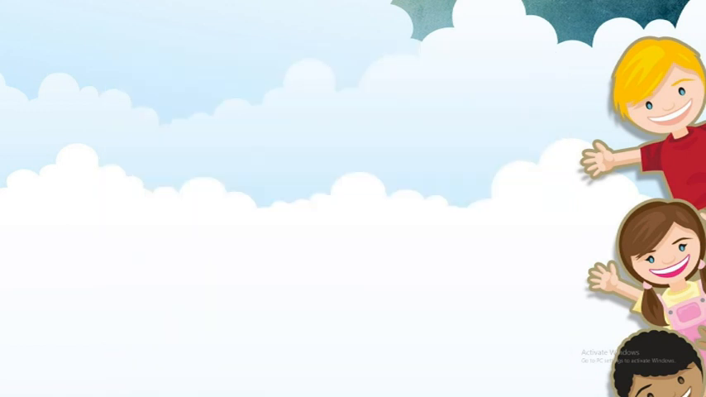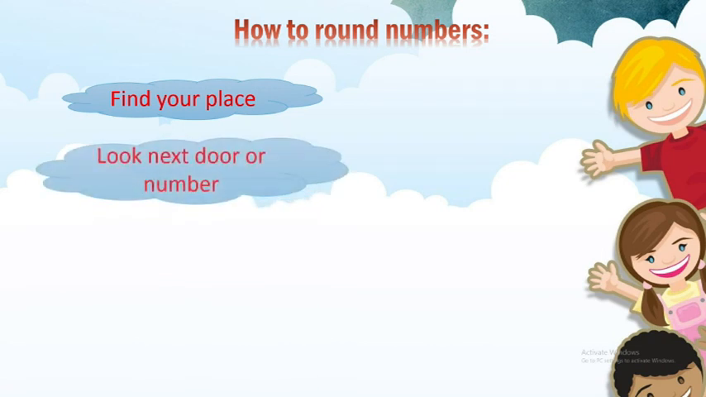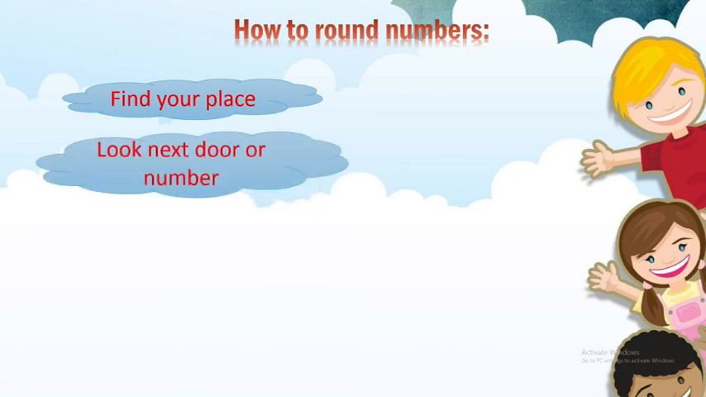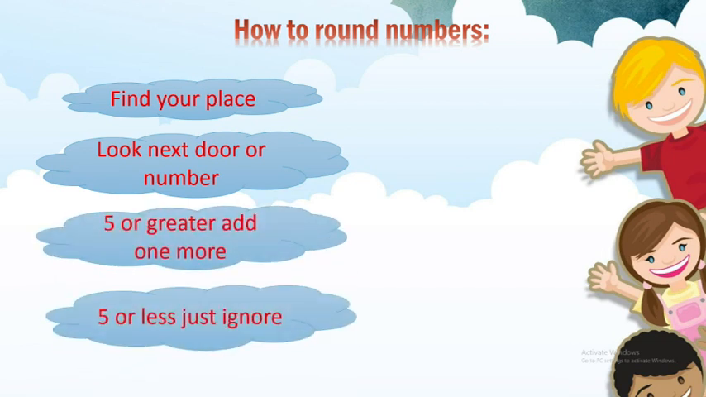Students, now I am going to explain how to round large numbers. At first, I am going to share a poem. This poem will help to round large numbers to the place values. Okay, now let's see the poem. At first, find your place. The second, look next to it at the number. 5 or greater, add 1 more. 5 or less, just ignore. Now let's see the examples.